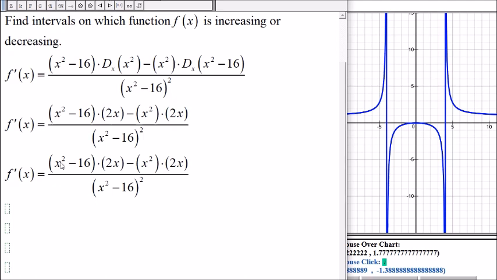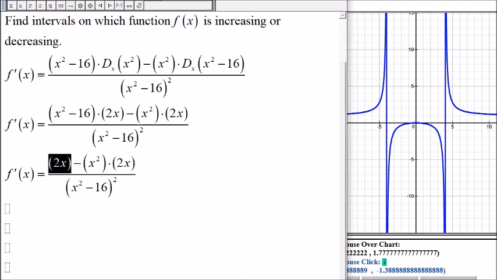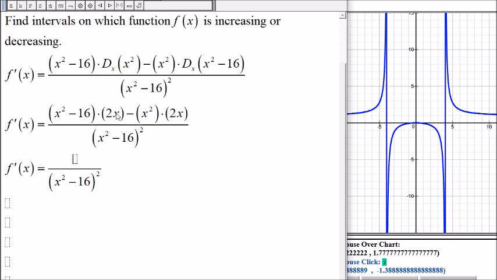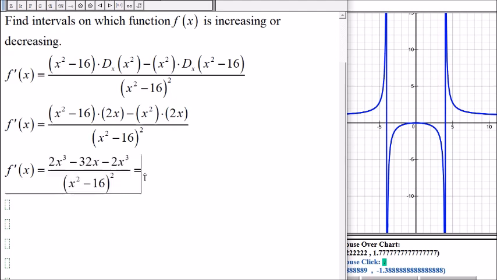And then 2x times x squared, that'd be 2x to the third. 2x times minus 16 is minus 32x. And then minus x squared times 2x, that'd be 2x to the third. And then right here, we can see that 2x to the third minus 2x to the third is 0. And so what's left is just minus 32x.